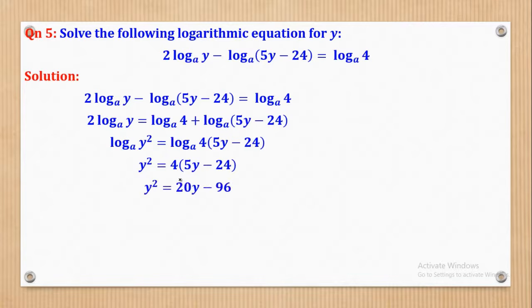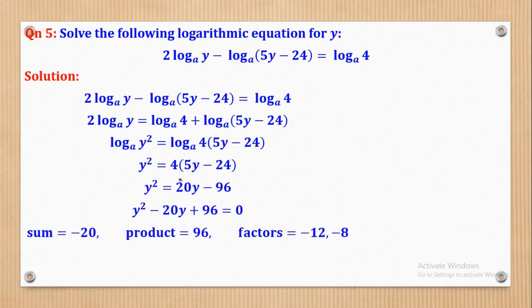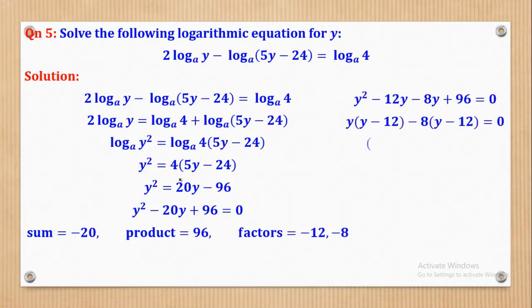When I expand, I'll come up with a quadratic in y. So I can either use the bulldozer method or factorization to solve. If I use factorization, I come up with the factors y minus 8 and y minus 12. So that will give me y equal to 8 and y equal to 12 as the required values.